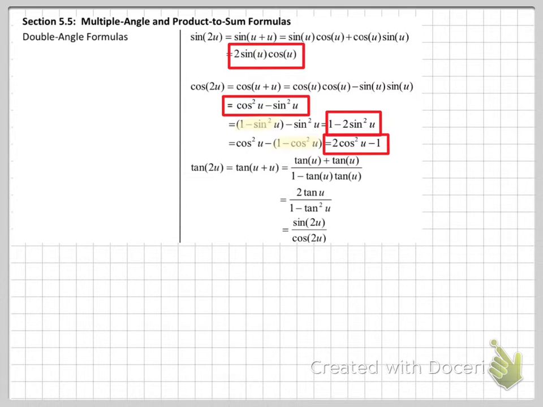And then our tangent 2u ends up being 2 tan u over 1 minus tan squared u, or whenever possible, we want to just do the answer to sine over the answer to cosine. If you've already done sine 2u as a problem and cosine 2u as a problem, just take those two answers and divide them to get your tan 2u solution. So let's see how these are put into play.